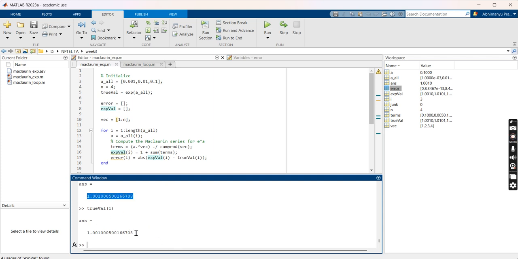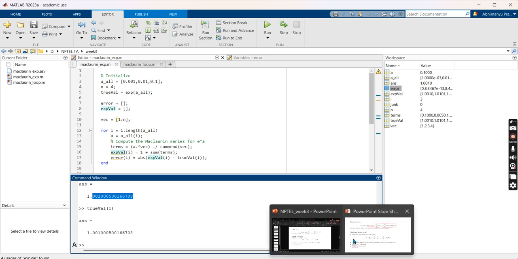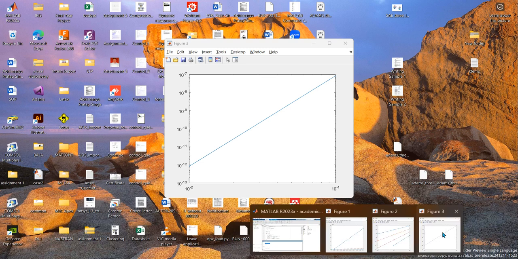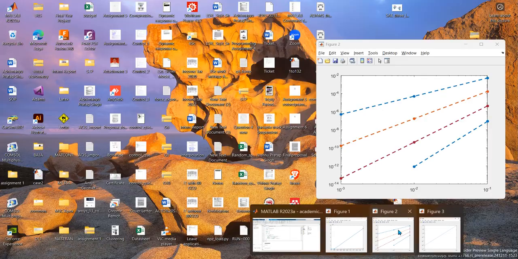These two numbers are exactly the same. Up to 2 to the power minus 16, 15 decimal places, these numbers are exactly the same. So that is why we are getting a 0 while we are calculating the error. That is why we are not able to plot the graphs after n is equal to 3.